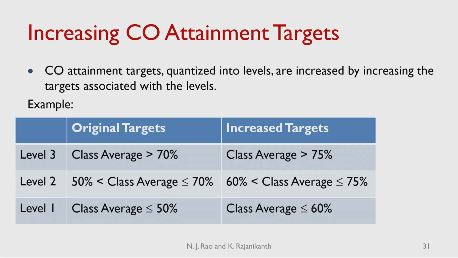For example, if the class average is 55%, according to the original target, it would have been considered as achievement at level 2. But now it would be considered as attainment at level 1 only. So that is how we can increase the targets when the levels are quantized.